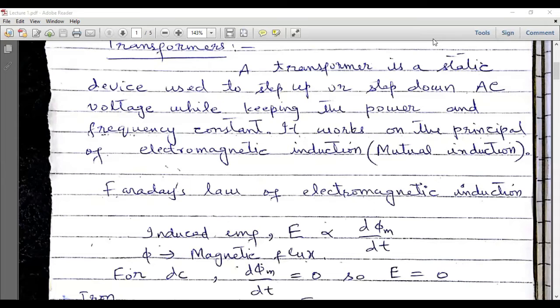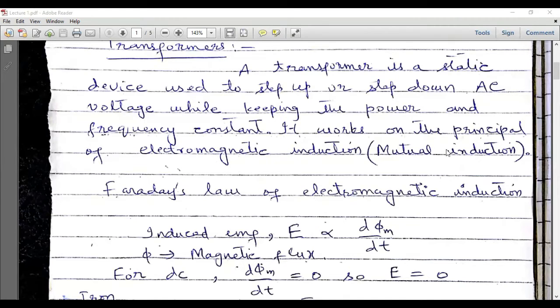So, a transformer is a static device which is used to step up or step down AC voltage while keeping the power and frequency constant, and it works on the principle of electromagnetic induction. And electromagnetic induction has further two types. First type is called mutual induction, and the second type is called self induction.